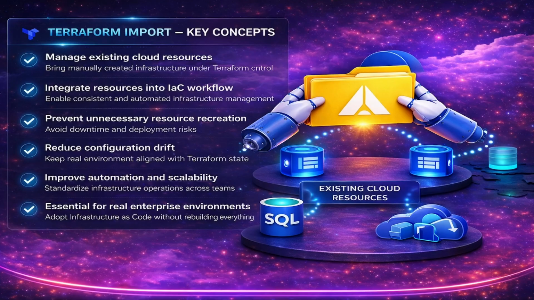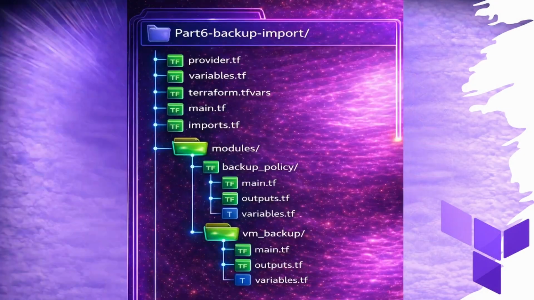Alright, now let's move to the next step and look at our Terraform project structure and start building this in code. As I mentioned before, we already have a virtual machine and a backup vault in our Azure environment. So in this part, we are not creating them from scratch. Instead, we'll use Terraform Import to bring them into our configuration and start managing them using infrastructure as code.